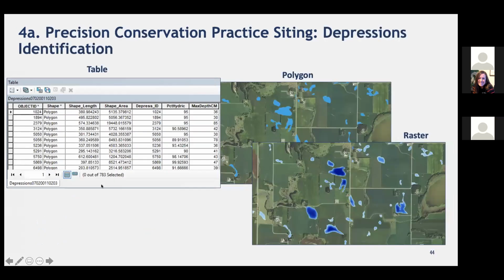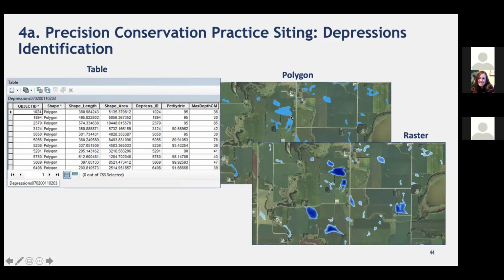So when we look at what the outputs might look like in the depression identification step, you can see the table on the left-hand side of the slide. Each one of the depressions that we identify is going to have a different identification number that's unique to them. You'll also see the percent hydric that each one of those depressions has, and then you'll also see the maximum depth in centimeters. These percent hydric and maximum depths, remember, are going to be reflective of those minimum thresholds that you set when the tool was running.